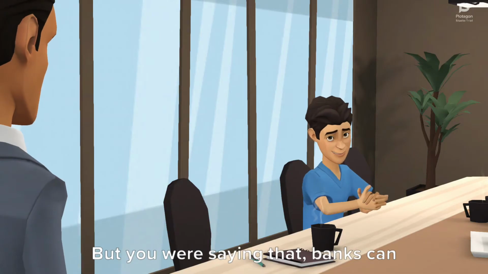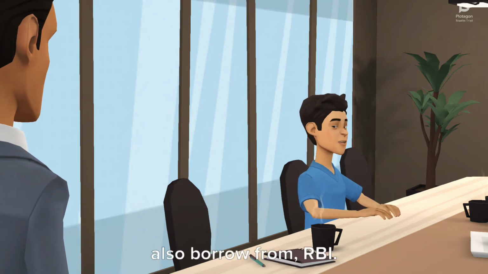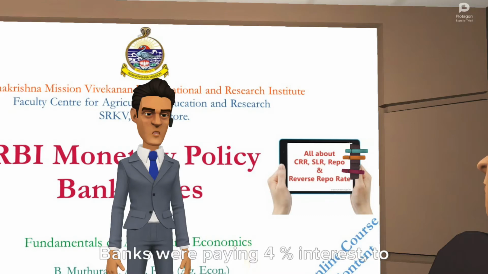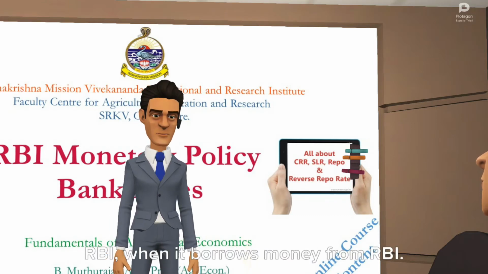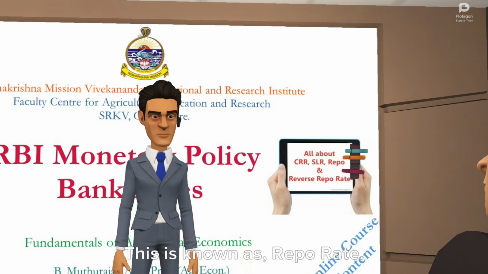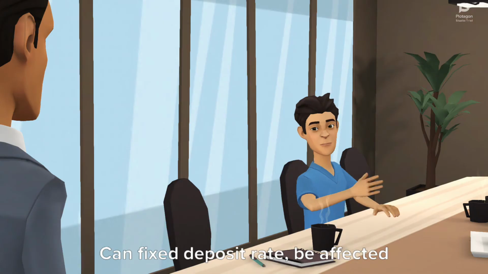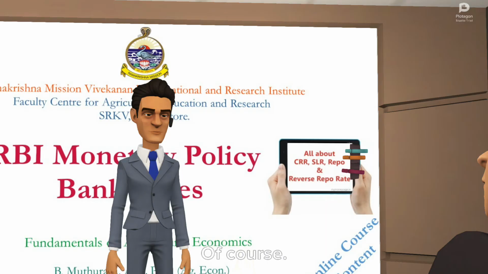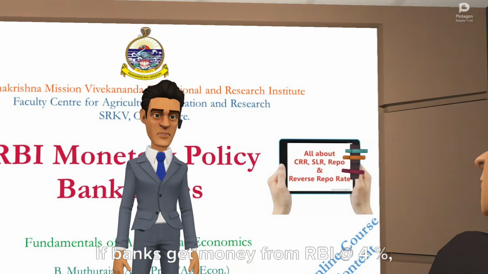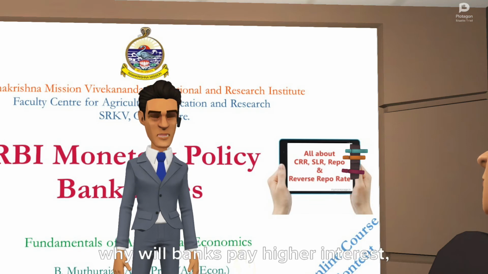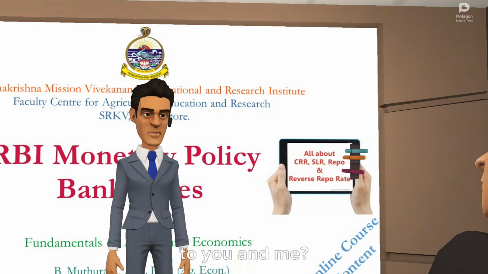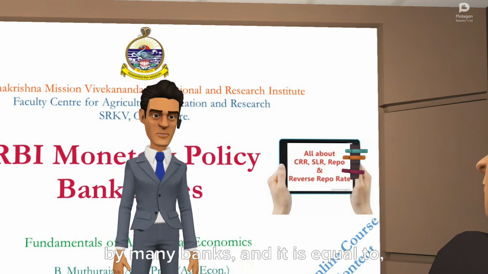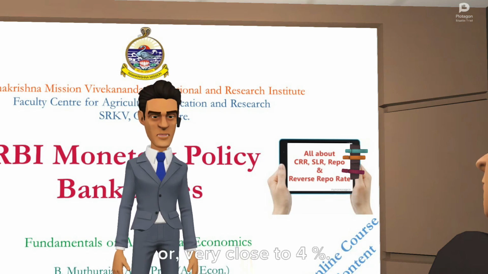But you were saying that banks can also borrow from RBI. What interest do banks pay to RBI? Banks were paying 4% interest to RBI when they borrow money from RBI. This is known as the repo rate. Can the fixed deposit rate be affected by a reduction of the repo rate? Of course. If banks get money from RBI at 4%, why will banks pay higher interest to you and me? The 1-year bank rate is already revised by many banks, and it is equal to, or very close to, 4%.